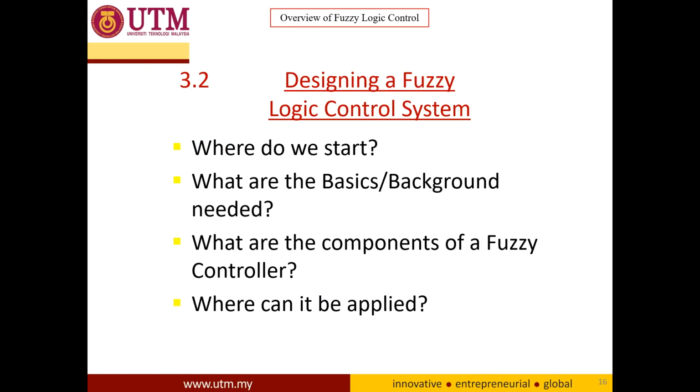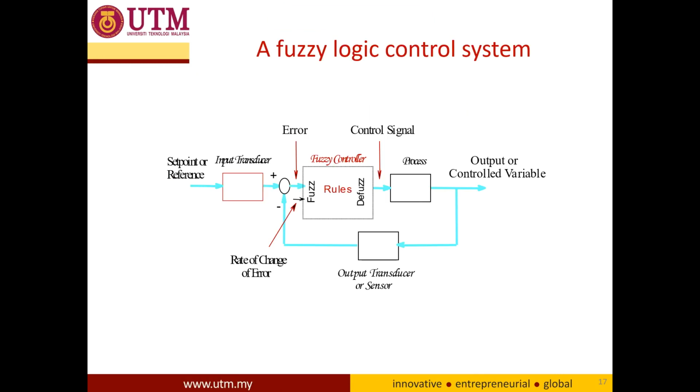Now, how do we design a fuzzy logic controller system? This is typically how a fuzzy logic controller would sit in a control system. As usual, we have a process or system or plant to be controlled. This is our control variable. We would have sensors to measure the control variable. The measurement will be compared with our set point or reference. The difference or error will be fed into our fuzzy logic controller. In addition, normally we will also have the rate of change of error as another input to our fuzzy logic controller.